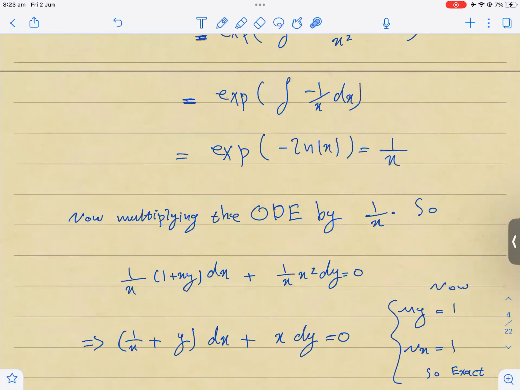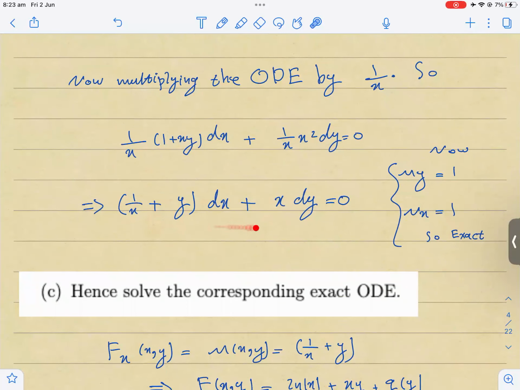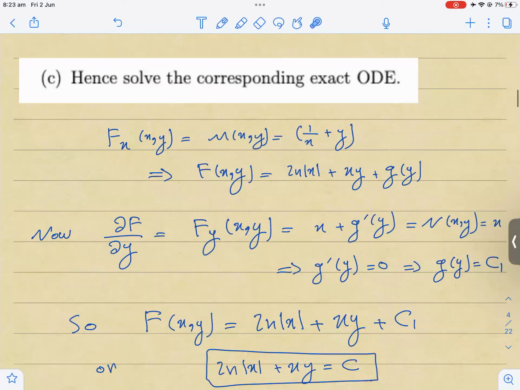So my 1 over x, so I will have this guy. If I analyze this one, the derivative of this guy in terms of y is 1, and the derivative of this guy in terms of x will be 1. So it is exact. Now solve the equation. Fx, this guy here.